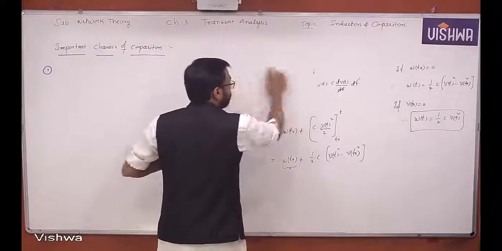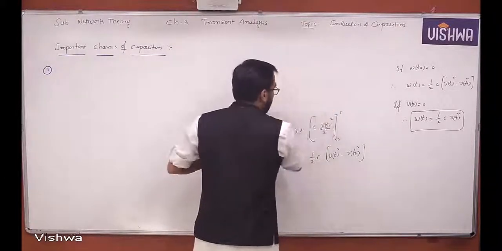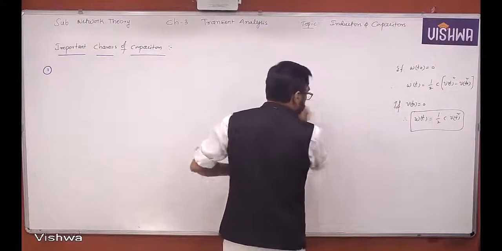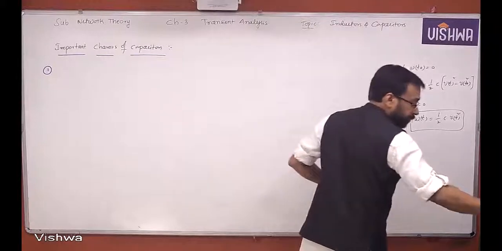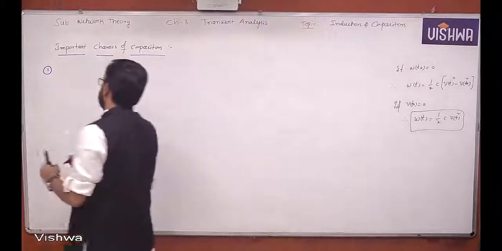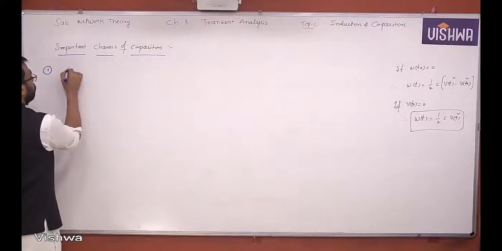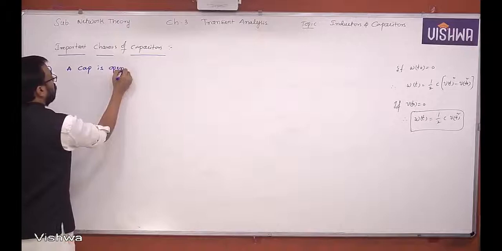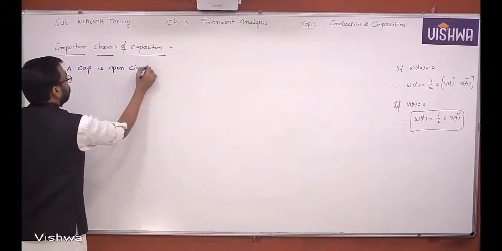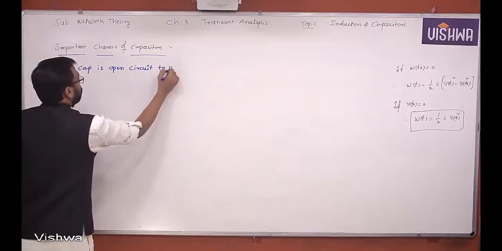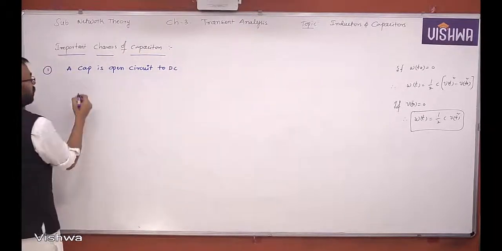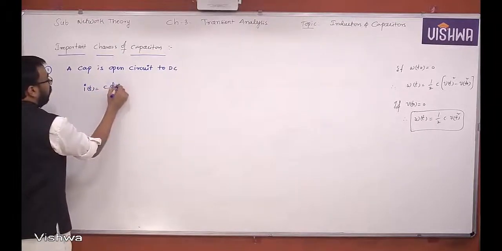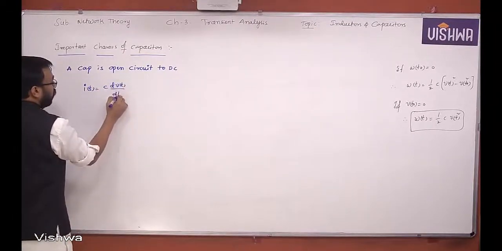A capacitor is open circuit to DC. Okay, what does it mean? See, I of t is equal to C dV of t by dt, right? Yes or no, all of you? All of you agree?